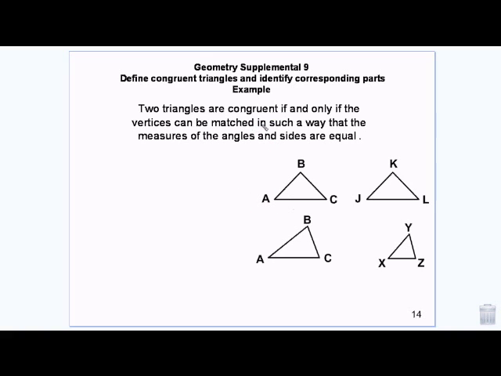Two triangles are congruent only if the vertices can be matched in such a way that the measures of the angles and sides are equal. So if we look at these two triangles, just by looking at them, for this purpose, we're going to assume that they're the same size. If we were to cut this out and drag it over, it would be the same size. So we have same size and shape. That means they're congruent. If we look at these other two triangles, you can obviously tell that they're not the same size or shape, so they're different. So they are not congruent. So not congruent, you just put a slash through it.